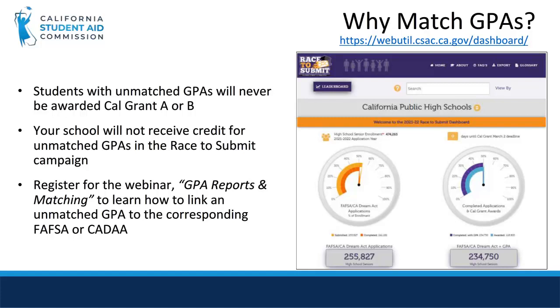It is important to match GPAs because students with unmatched GPAs will not be awarded a Cal Grant A or B. A financial aid application without a linked GPA will not be processed and sits in pending status indefinitely. This is because the matched GPA is what triggers WebGrants to process the FAFSA or the CADA. Cal Grant C, for vocational or technical training programs, is the only Cal Grant that does not require a GPA. Also, your school will not receive credit for unmatched GPAs in the Race to Submit campaign. This campaign is intended to increase financial aid application completion and create some friendly competition between schools and districts.